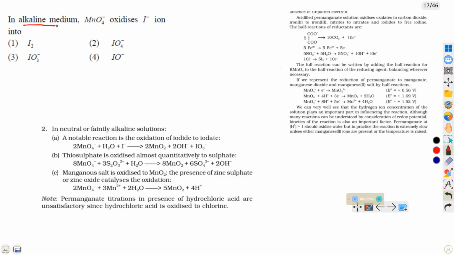In alkaline medium, MnO4 minus oxidizes I minus ion into IO3 minus ion. In alkaline medium, I minus is converted to IO3 minus. In acidic medium, I minus is converted to I2.